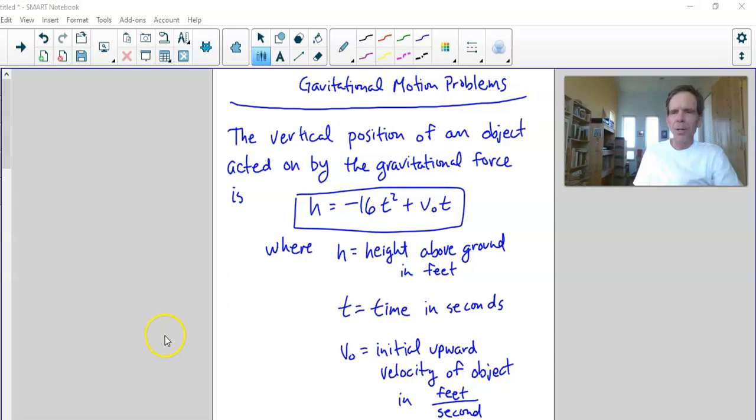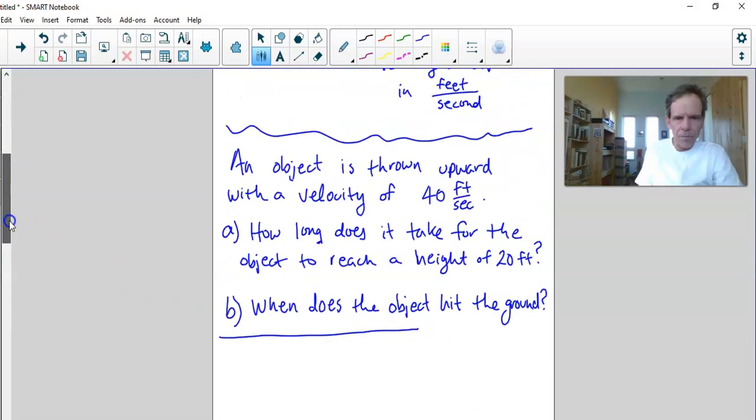All right, we're going to continue doing applications of quadratic equations and look at motion in a gravitational field. So physics tells us that on Earth, the height above ground of an object acted on by a gravitational force will be equal to negative 16 t squared plus v naught t. So the h is the height above ground in feet, the t is the time in seconds, and v sub 0, or v naught as some people call it, is the initial upward velocity of the object in feet per second.